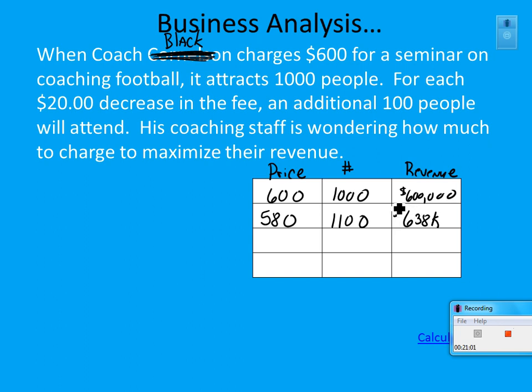So they said, man, we made some more money. Let's do it again. So they're going to drop the price another $20, gaining another 100 people. And when I ran that through, I had $672,000. This is a big-time clinic. So let's get greedy. At 540, they can get 1,300 people. Well, that came out to be $702,000 in revenue. Well, our job, guys, is we got to figure out what makes it the best.